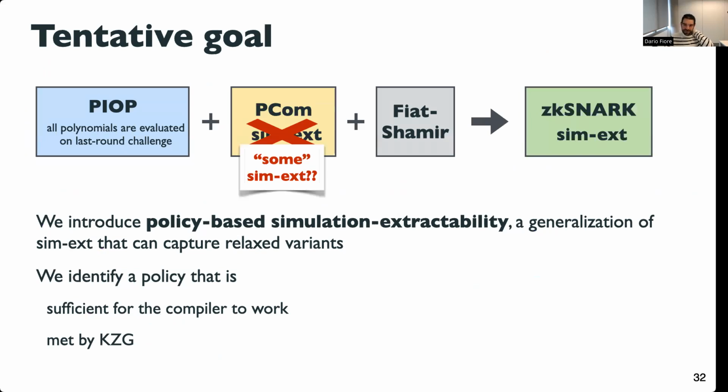Okay, so this essentially tells us what is now going to be the strategy. Instead of requiring that the polynomial commitment is just simulation extractable, we will require that it is more or less some simulation extractable. Precisely, we introduce a notion that we call policy-based simulation extractability, which is a generalization of simulation extractability that can capture both full-fledged and other variants of simulation extractability, because it's a parametric notion that depends on the policy that defines the checks, the winning condition of the game. And then we identify a specific policy that is sufficient for the compiler to work, so to obtain simulation extractable zkSNARKs, and it is sufficiently strong for the compiler and sufficiently weak for KZG to meet it.